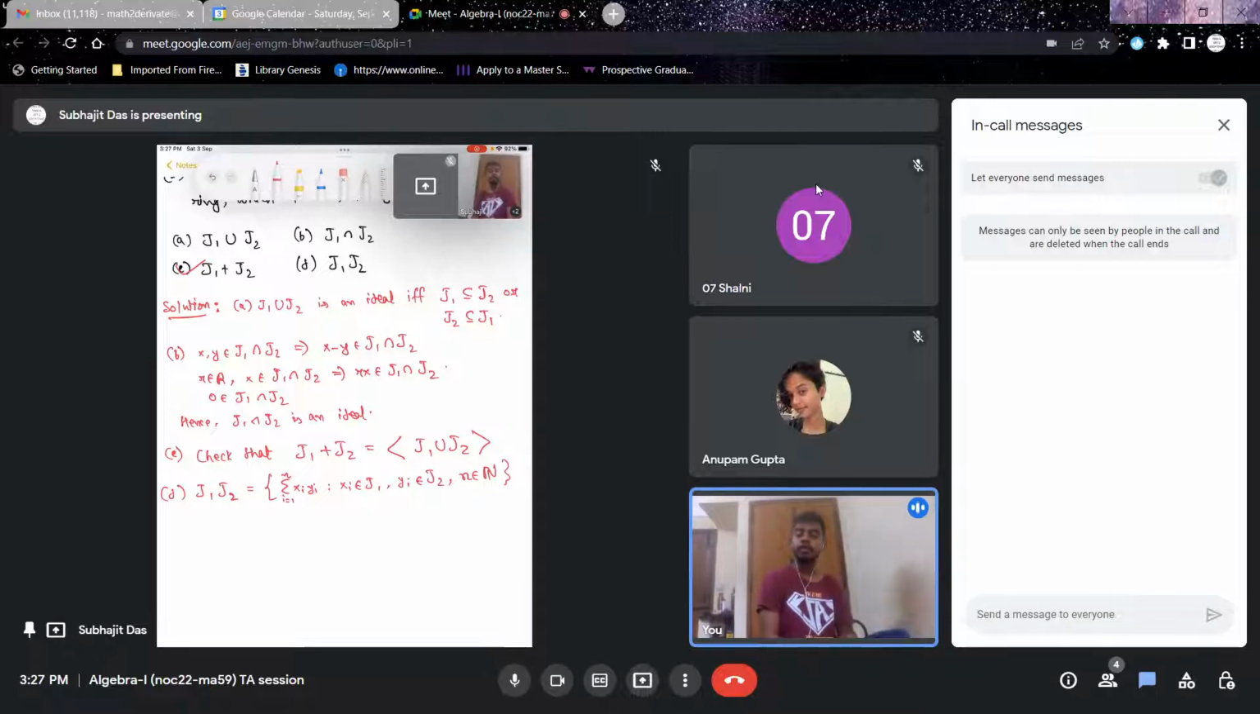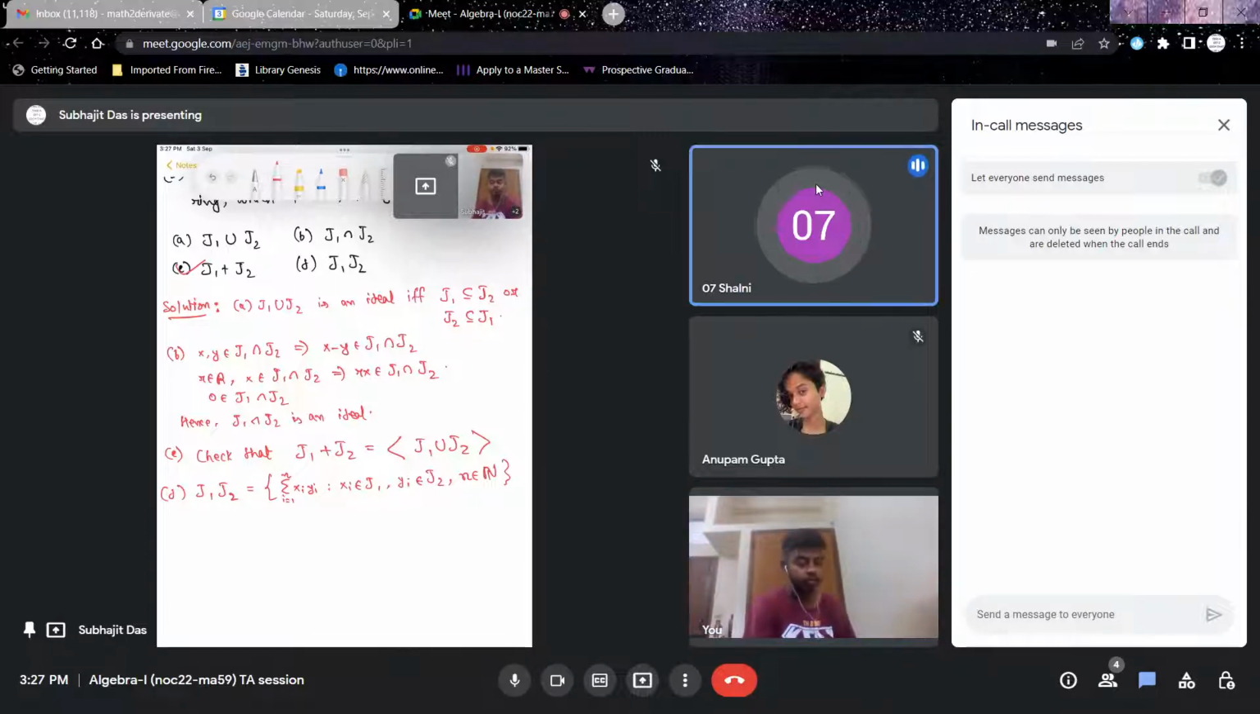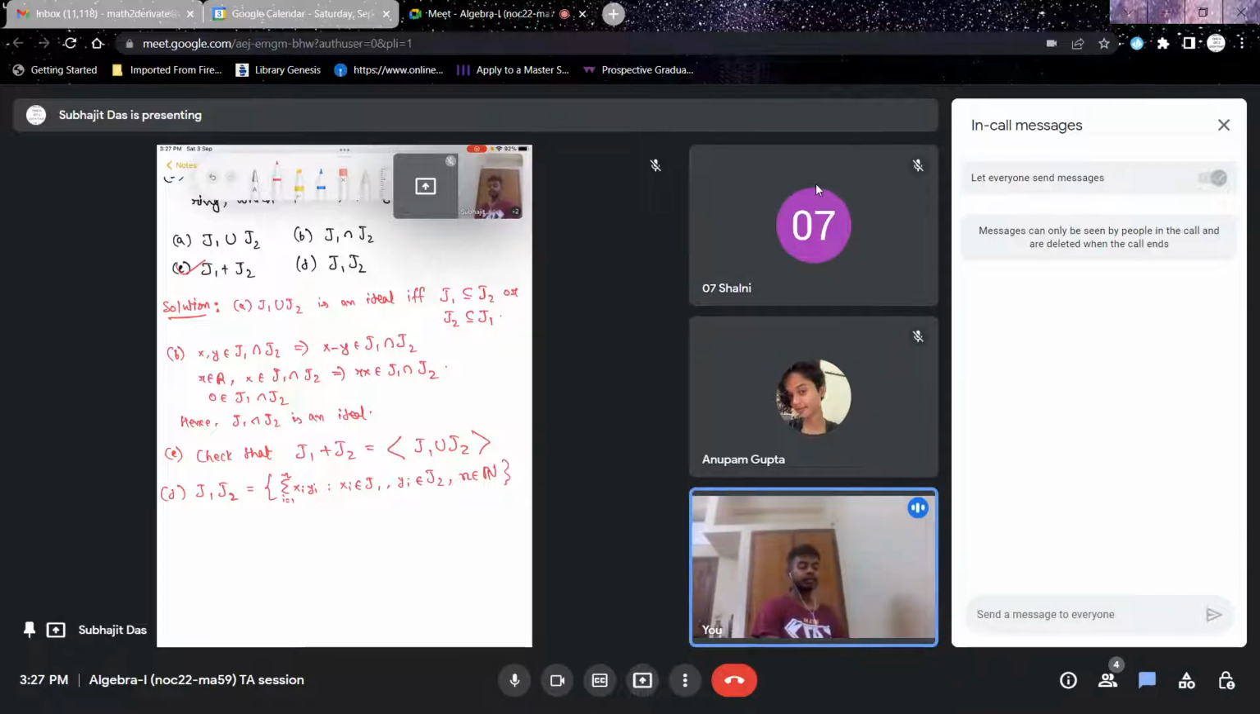Okay, so what do you think? Will this be an ideal or not? Yes, sir, it will be an ideal. Again, you can check it very easily. If you take one element which is a finite sum like this and another element which is a finite sum like this, you add them up, that will clearly be a finite sum like this, right? So it will be in J1 J2. And similarly, if you take any element which is a finite sum like this and multiply it with a ring element, you again get a finite sum, precisely because multiplication distributes over addition, right? So J1 J2 is clearly an ideal.